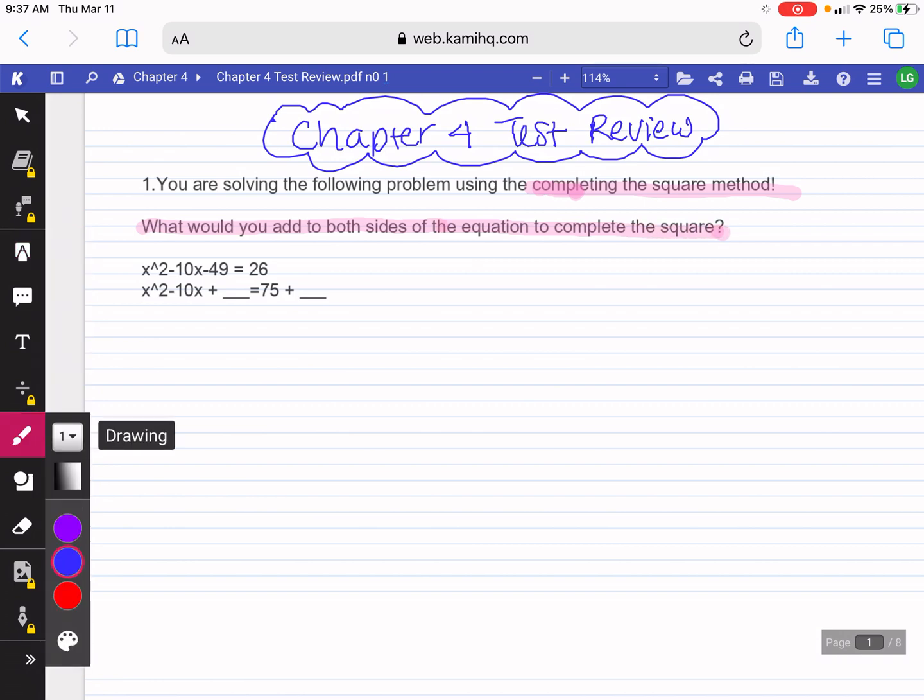So when you complete the square, your goal is to get the ax squared plus bx by itself. They already did that in this problem. So the next step is to take your b, in this case the negative 10, and you divide it by 2. So here negative 10 divided by 2 equals negative 5. And then to complete the square, what you do is you add negative 5 squared to both sides.